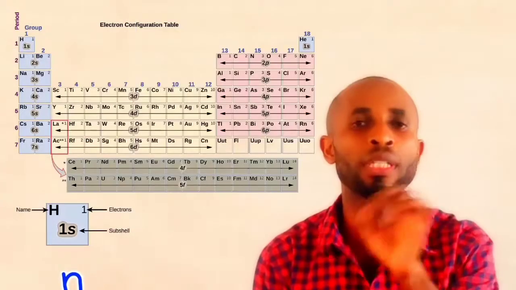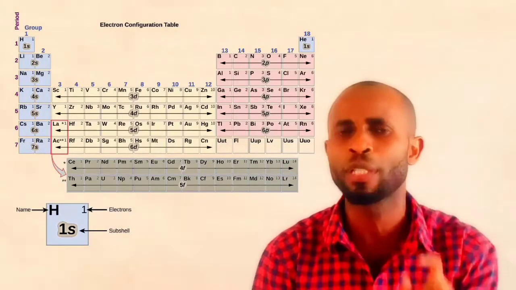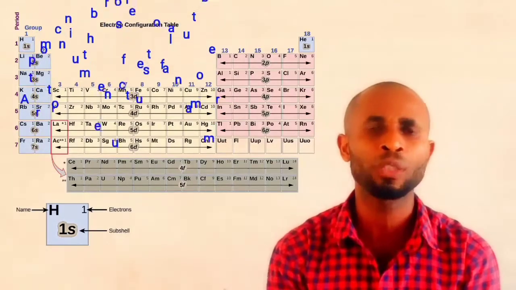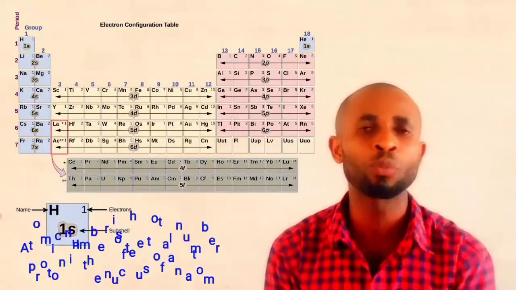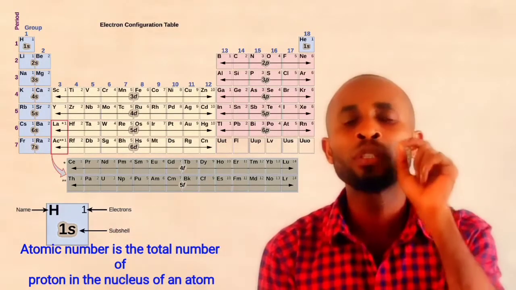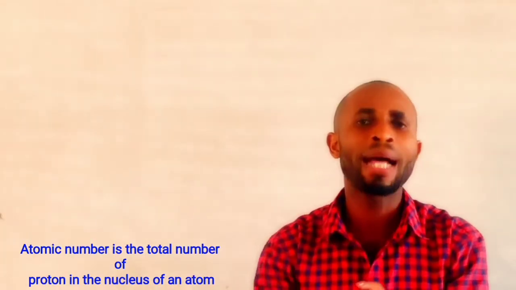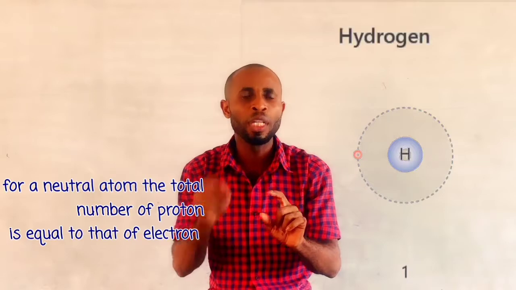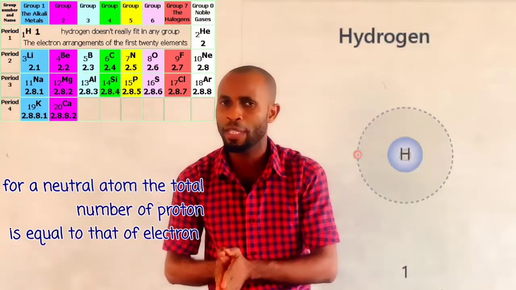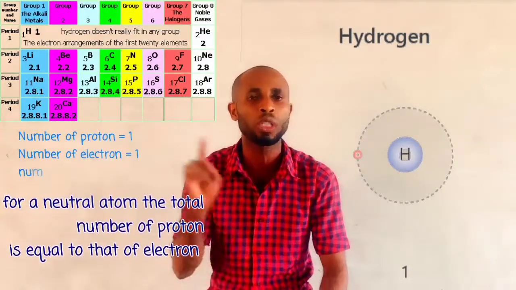If you look at the periodic table, at the top left column, we have an element called hydrogen with the symbol H, the atomic number 1, and even the mass number 1. This atomic number of 1 means that there is only one proton present in the nucleus of the hydrogen atom. And since the atom is neutral, the total number of protons is equal to the total number of electrons. That is to say, we only have one electron revolving around the nucleus.